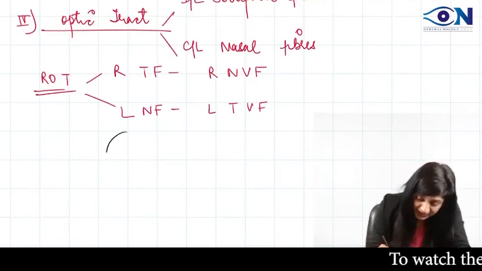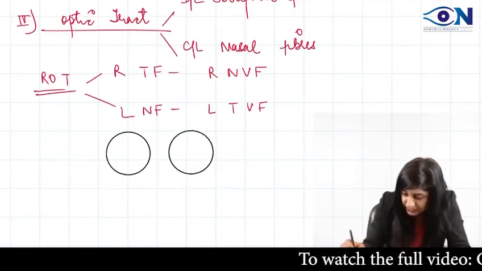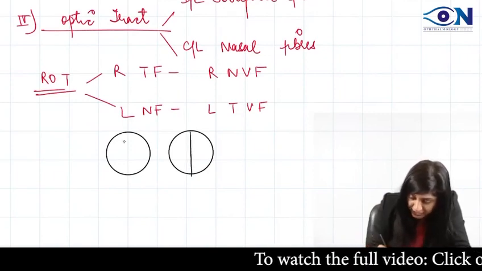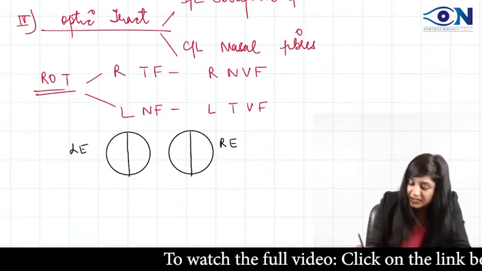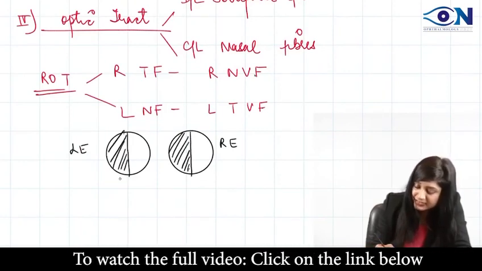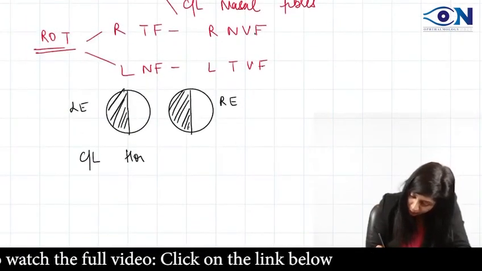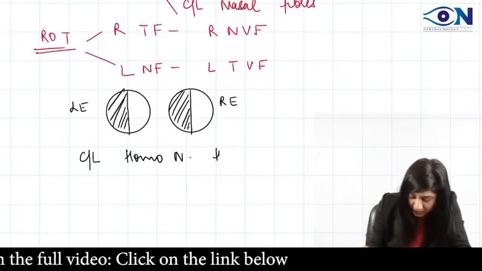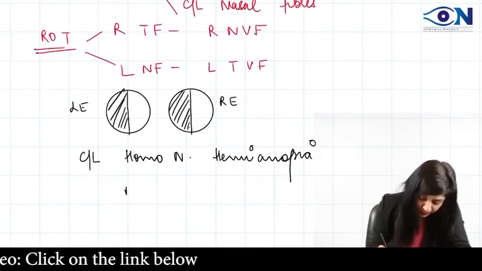For the first time we are going to get this. Now we are going to get something like this. This is the right eye and this is the left eye. The right nasal field is getting affected and the left temporal field is getting affected. So this is actually contralateral homonymous hemianopia, and this is also the most common defect.